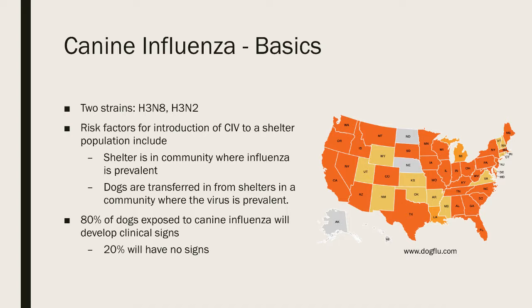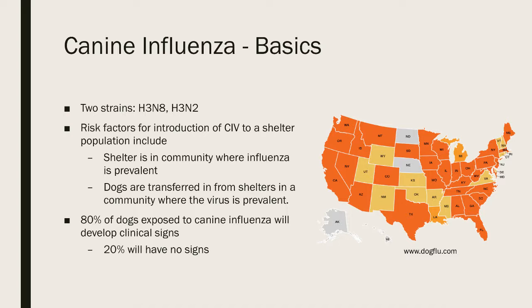This is the latest map from dogflu.com, which is run by the producers of vaccines, that shows you where the disease is prevalent. H3N8 is the yellow, H3N2 is the middle orange hue, and the darkest color is where both strains of flu are present. You'll notice there aren't many places where there haven't been cases of flu, but there are definitely bigger hotspots, like the metropolitan areas in New York, Florida for H3N8, and some of the other more highly dense populations.